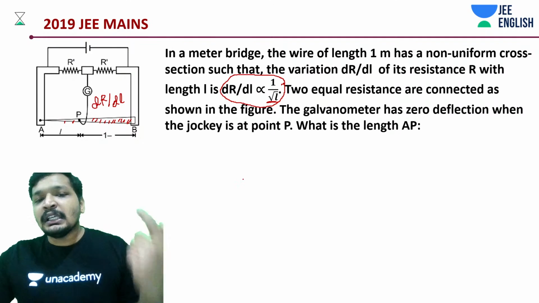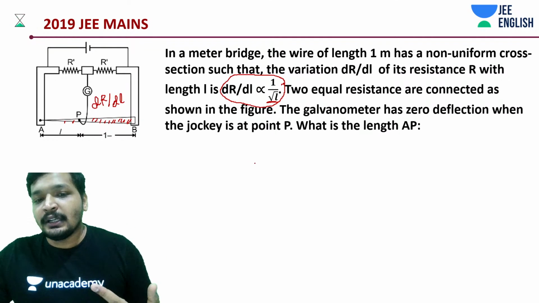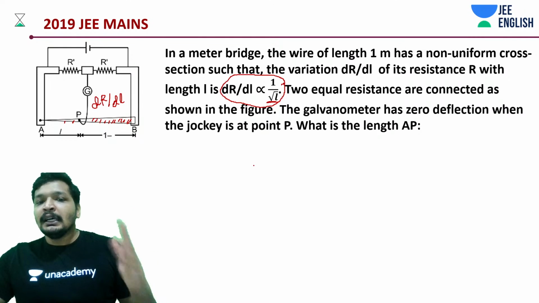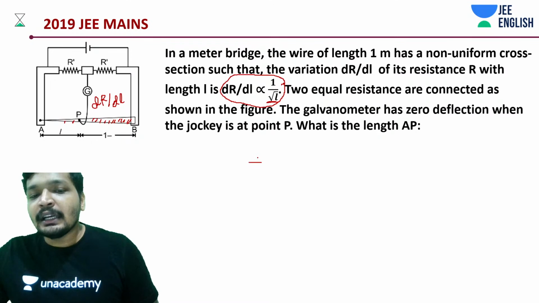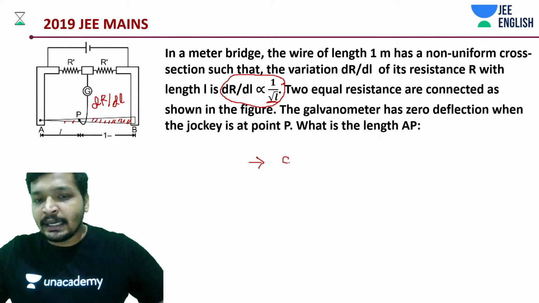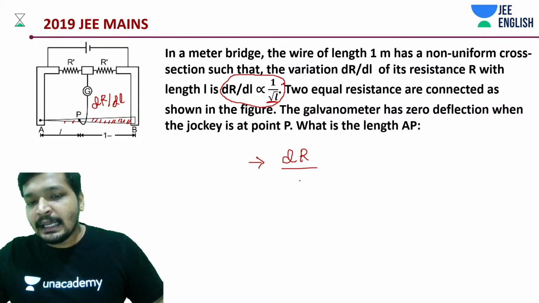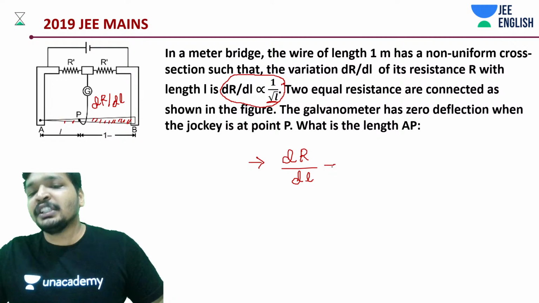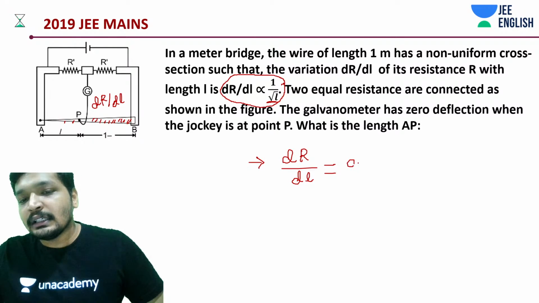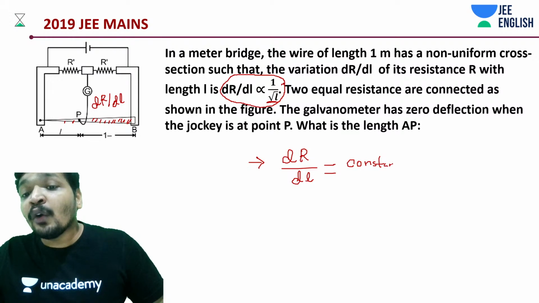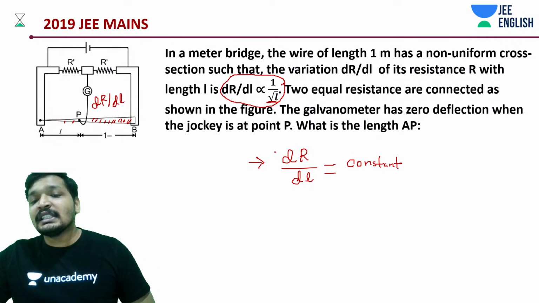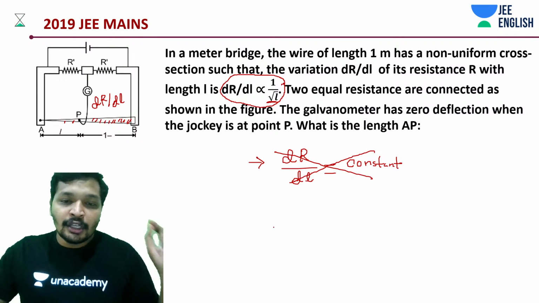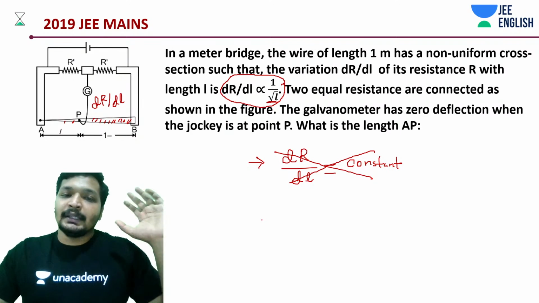Generally, how much is dR by dL? A constant. If you remember, in the general case of meter bridge and potentiometer, dR by dL was a constant. But now in this case, it is varying with length. So this is no more applicable. Don't use that same old method.